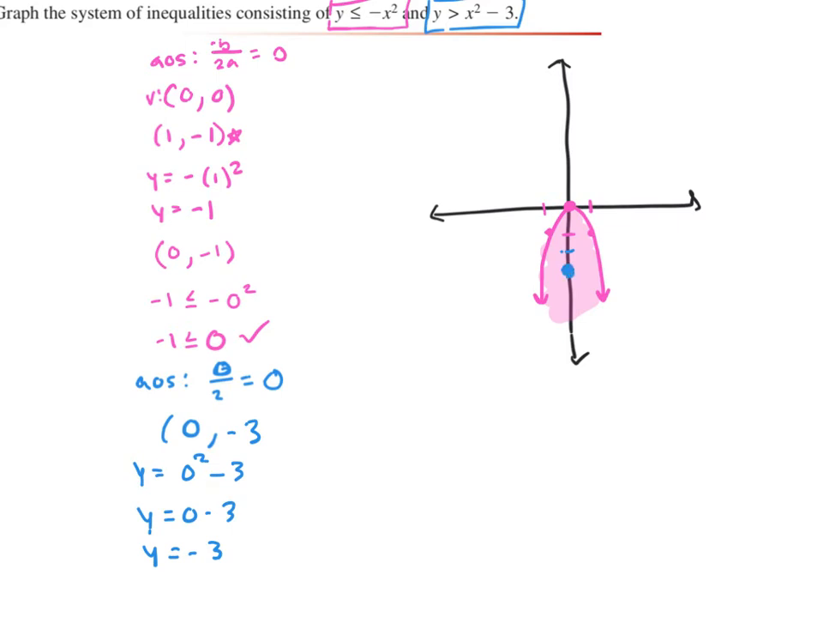Now, how do we find more points on our graph? Plug in numbers. So let's plug in 1. So y is going to be equal to 1 squared minus 3. So this is 1 minus 3, which is negative 2. So we go to the right 1 and down 2. And do we have another point? Same thing on the other side.